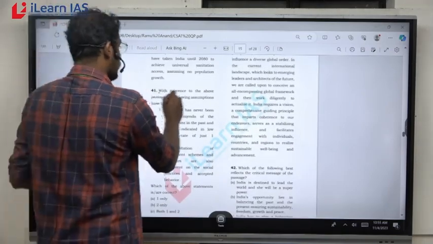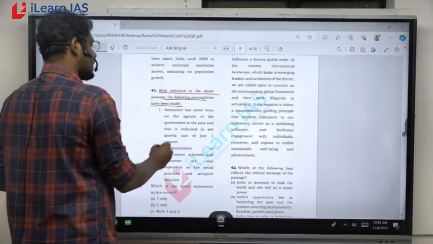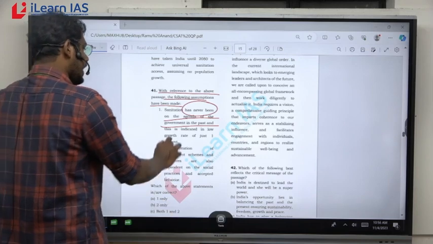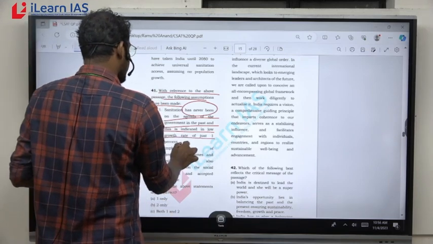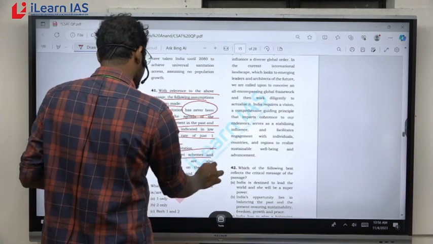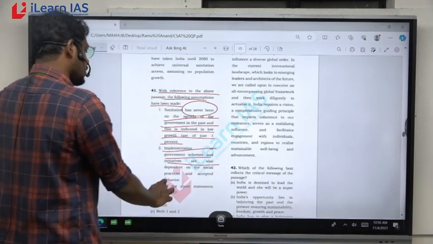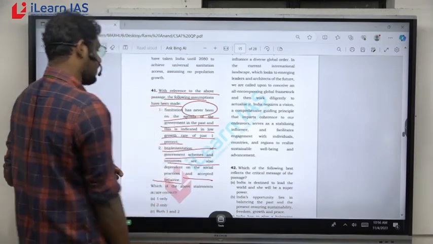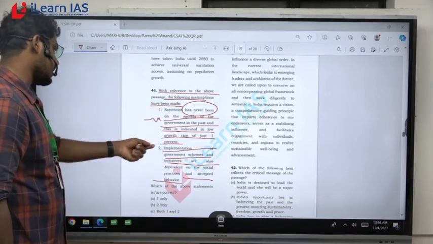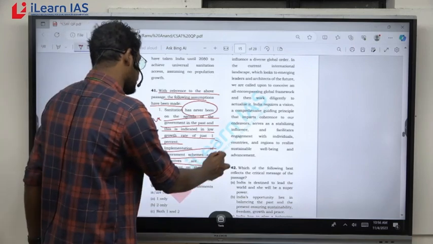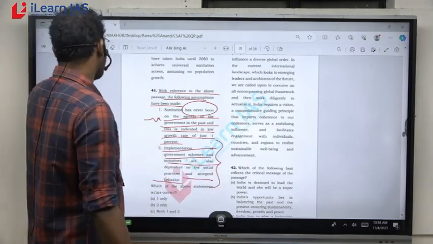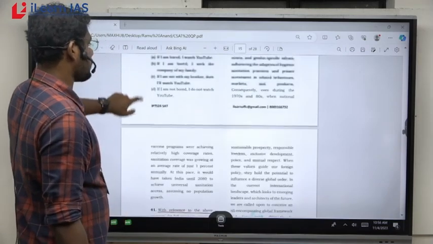With reference to the above passage, the following assumptions have been made. Sanitation has never been on the agenda of the government in the past, and this is indicated in low growth rate of just 1%. Implementation of government schemes and initiatives are also dependent on the social practices and accepted behavior. So this is an extreme negative statement. This is a general statement. Anyway, let's have a look at the question.